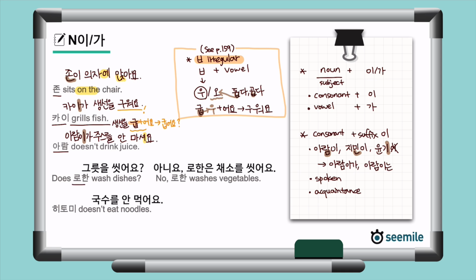Next, Lohan is the subject in the question Hitomi is asking, and his name Lohan ends in a consonant, so 이 is added. 로한이 그릇을 씻어요? And one interesting point is that in Aram's answer, the subject marking particle 이가 is not used, but rather the topic marking particle 은는 is used. So you may be wondering, since Lohan is the one washing the vegetables, isn't he the subject of the sentence? So wouldn't it be correct to use 이가 here?